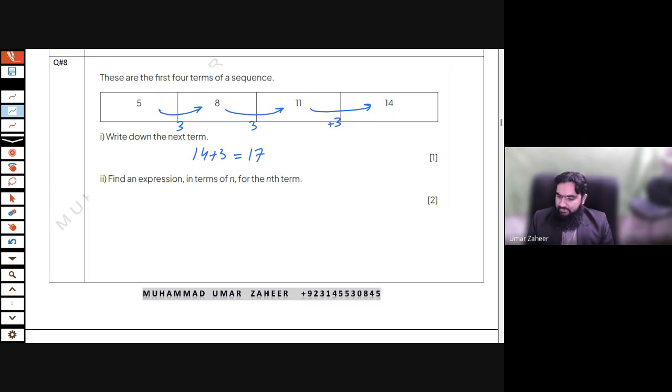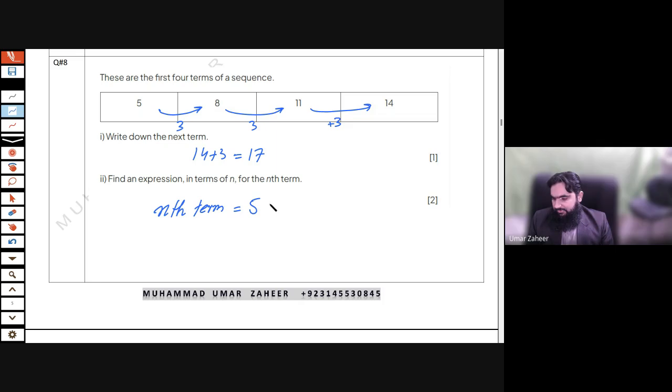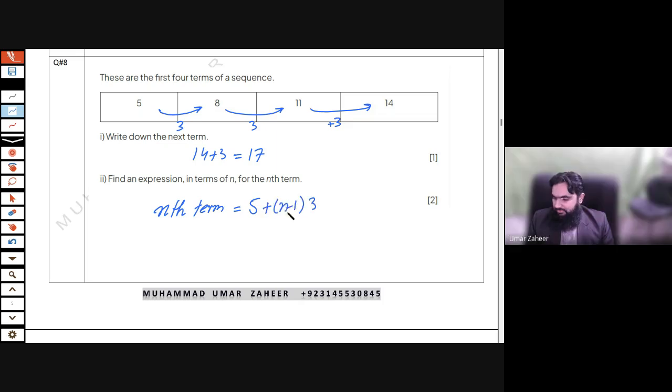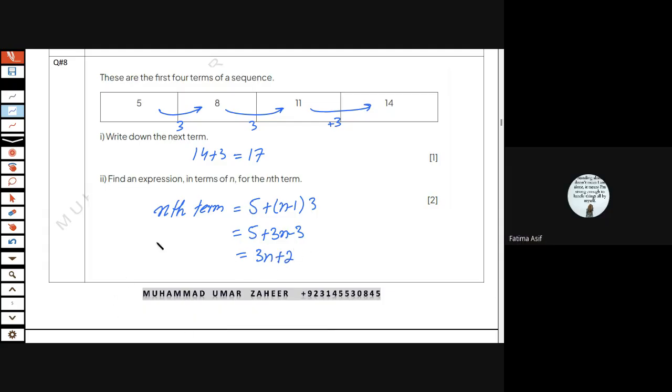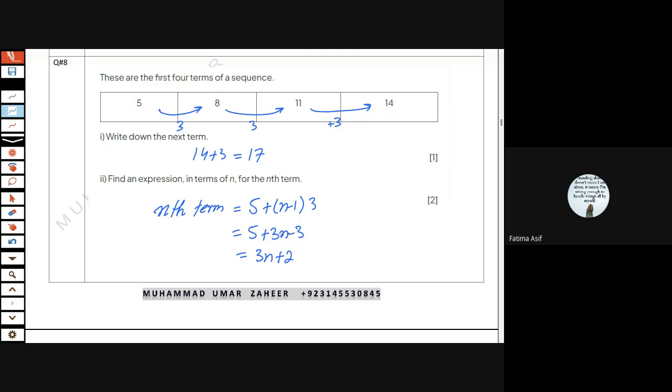How can we find the nth term? The same thing. a is 5, plus n minus 1 times 3. 5 plus 3n minus 3, and 5 minus 3 will be 2. So it is 3n plus 2. Clear? Okay.